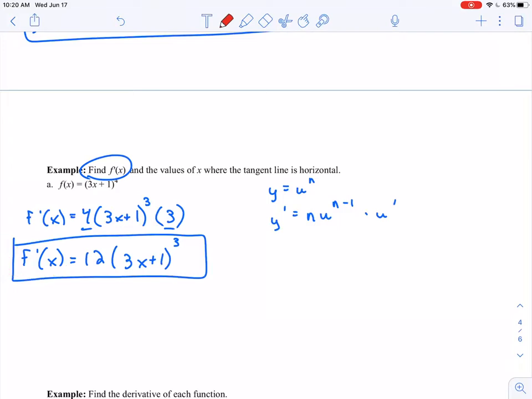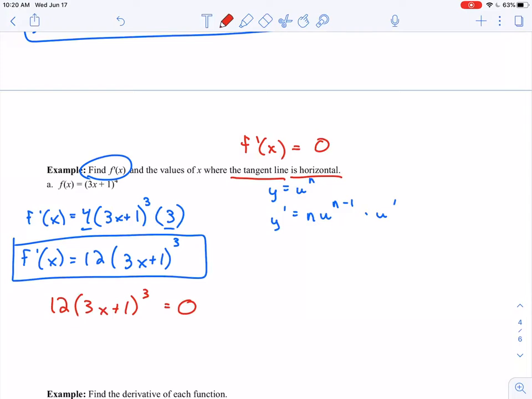So when I say the values of x where the tangent line is horizontal, first of all I'm thinking about f prime of x. Remember, the slope of the tangent line is given by the derivative, and here I want a horizontal slope, so I want the derivative to be equal to 0. So I'm going to take this derivative that I just found right here and set it equal to 0, and solve for x. So I'm going to take my derivative, which is 12 times (3x plus 1) to the third power, set my equation equal to 0, and solve for x.